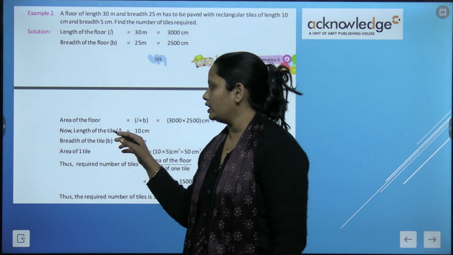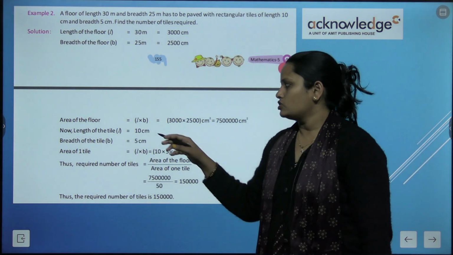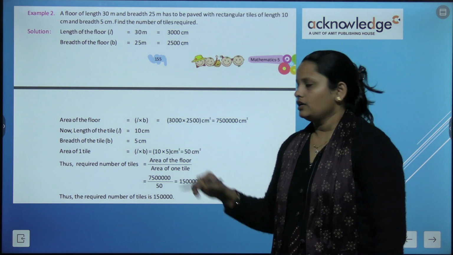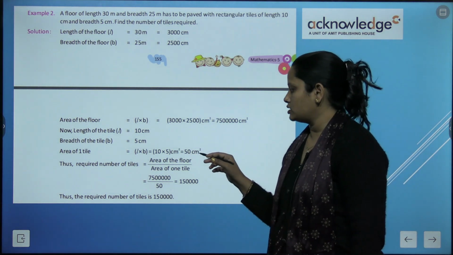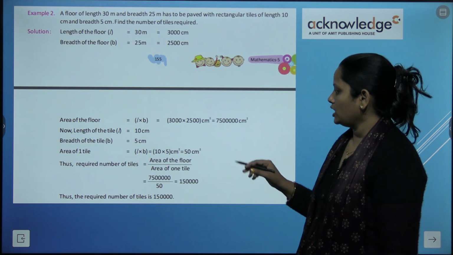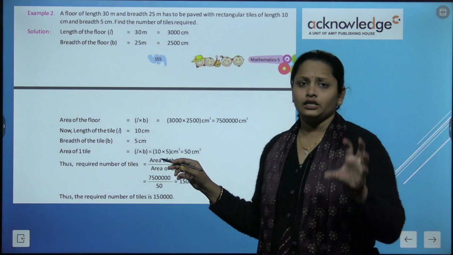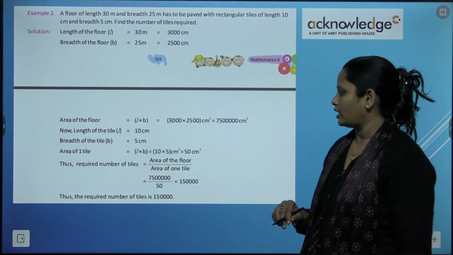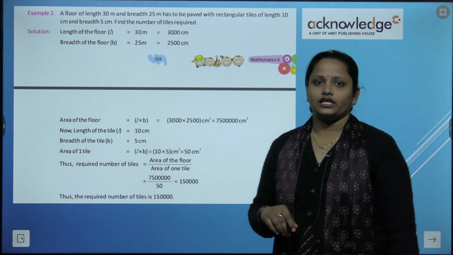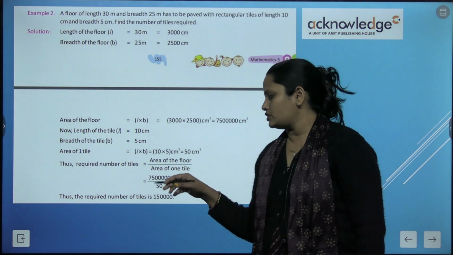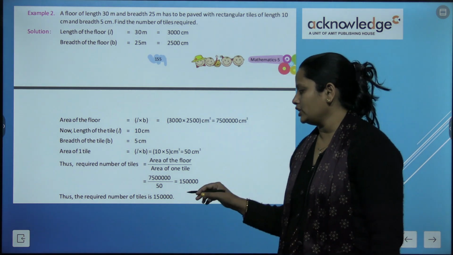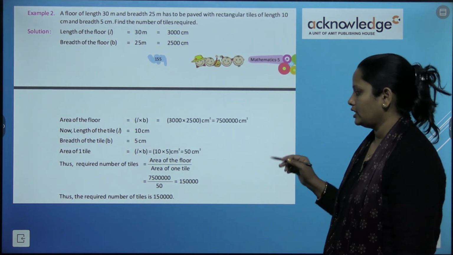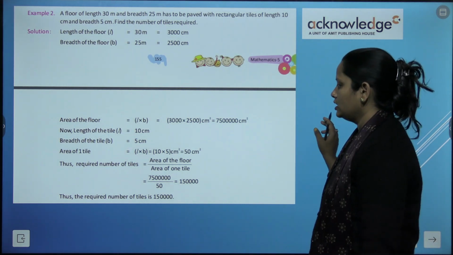अब हमें क्या करना है, now length of the tile, अब हमें टाइल की लेंथ निकालनी है। So the length is given 10 centimeter, breadth is 5 centimeter, अब हम इसके एरिया निकालेंगे। So the area is 5 multiply 10, so here it is 50 centimeter square. So एक जो है टाइल वो है 50 सेंटीमीटर स्क्वायर का और जो फ्लोर है वो इतने सेंटीमीटर स्क्वायर का है। अब हम क्या करेंगे, एरिया ऑफ फ्लोर को हम वन टाइल से डिवाइड कर देंगे। सो व्हेन वी डिवाइड दिस वी गेट द नंबर्स। सो द टोटल नंबर ऑफ टाइल्स रिक्वायर्ड आर 1,50,000. So these many tiles are required.